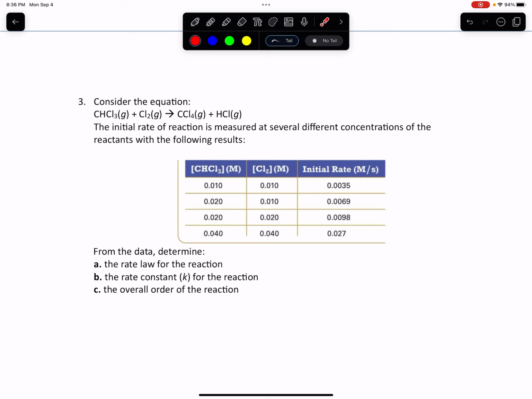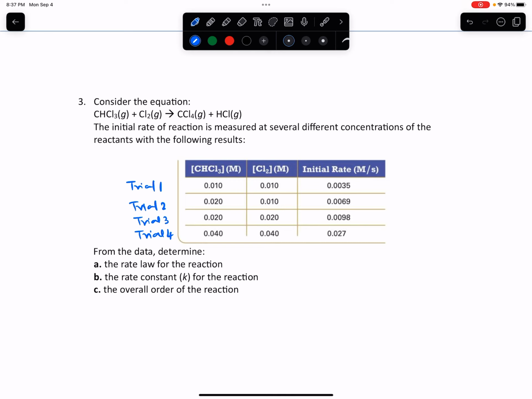Today we're going to take a look at this problem where we have an equation given to us. CHCl3 plus Cl2 gives you CCl4 plus HCl. And the initial rate of the reaction is measured at several different concentrations of the reactants with the following results. So I'm going to just write down out here, that's trial 1, that's trial 2, that's trial 3, and that's trial 4.